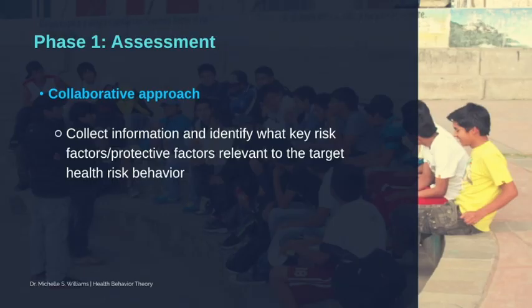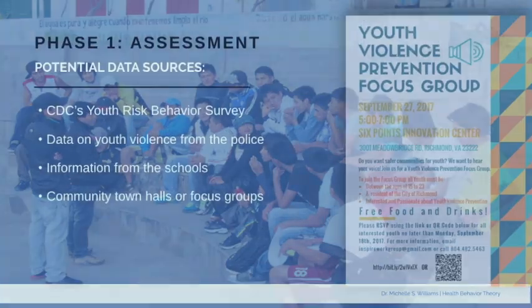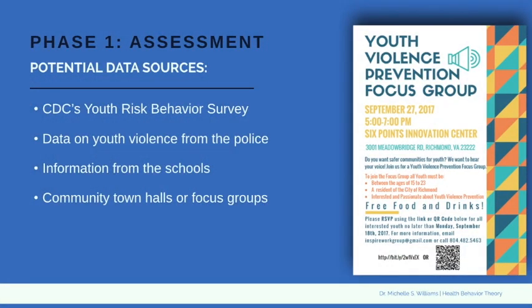So in phase 1, you take a collaborative approach, meaning that the researcher or the professional develops relationships with people in the target community. It can include youth and other stakeholders. During the assessment phase, you collect information that can be used to identify the key risk and protective factors that are relevant to the target risk behavior. Let's take a look at some different types of data sources.